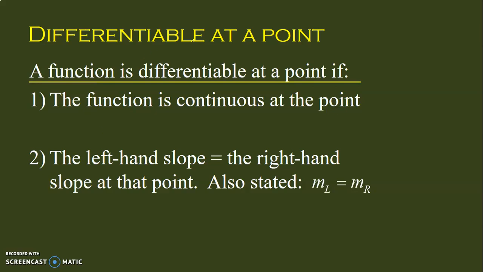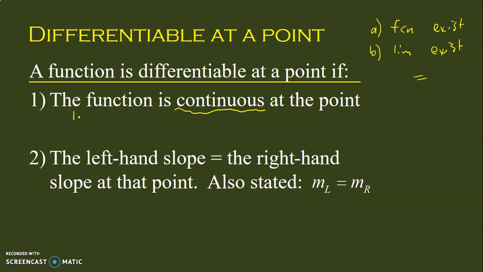A function is considered to be differentiable at a point if 2 things are true. First of all, the function has to be continuous. And the second thing is the left-hand slope has to be equal to the right-hand slope at that point. Now, in order to be continuous, keep in mind that there are 3 things that have to be true. Number 1, the function has to exist. Number 2, the limit has to exist. And those 2 things have to be equal to each other.